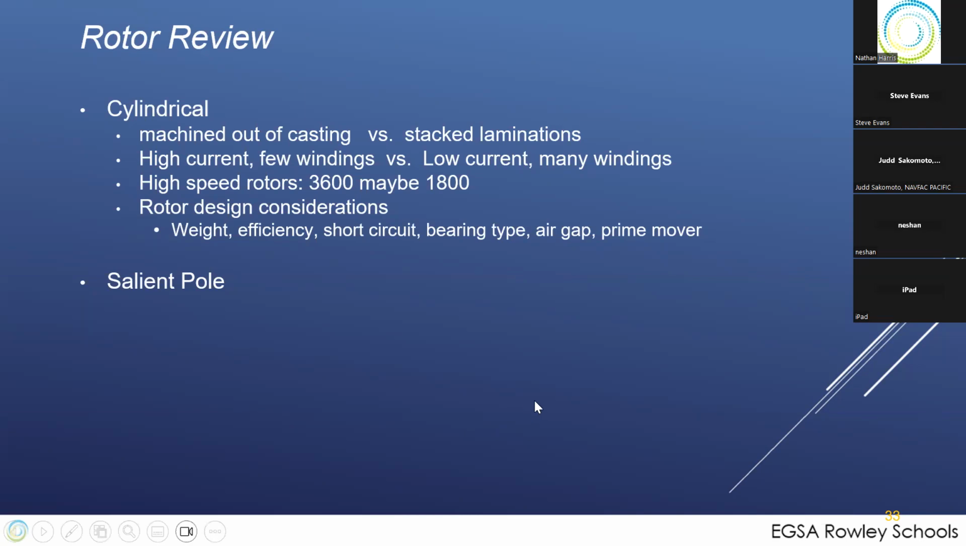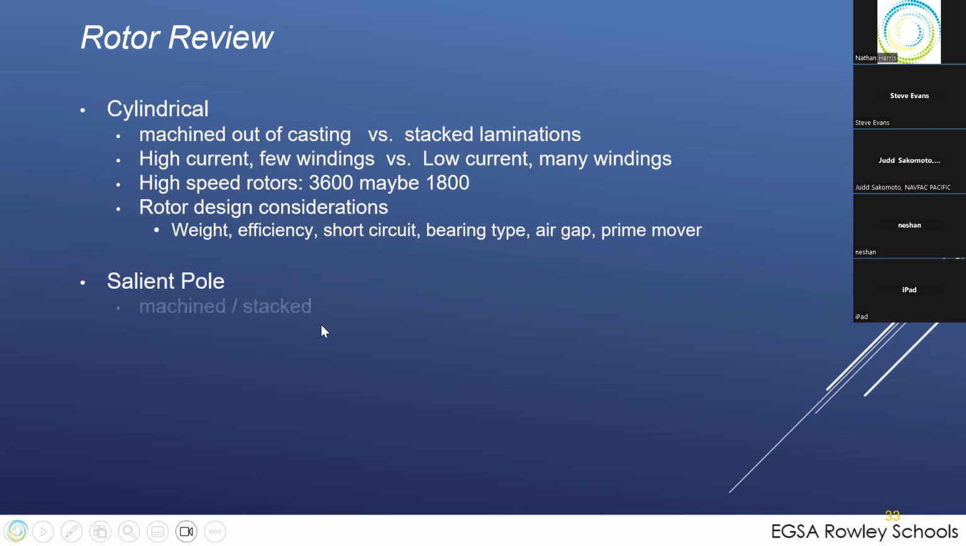Typically, because of the way they're made, if you're going to have a high-speed machine with all that weight, you can imagine a huge amount of weight on the rotor, it works better in that application to be that type versus a salient pole, where you'd spend those big heavy windings at 3,600 RPM. That's a huge amount of inertia and centripetal force out there.